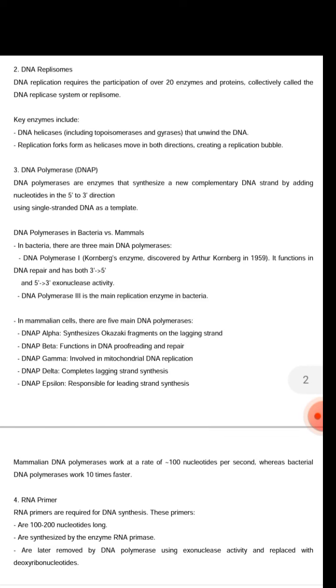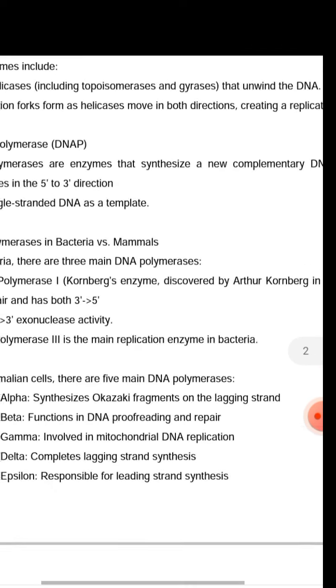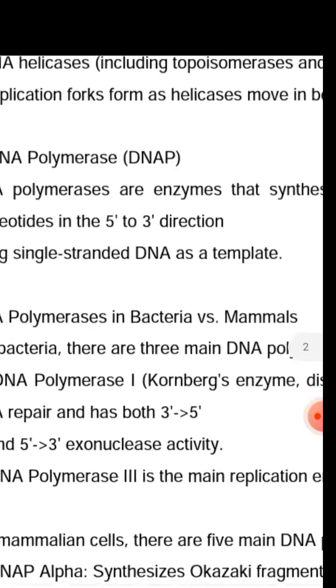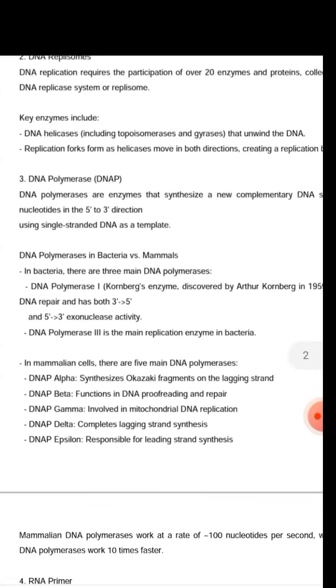So the third thing you need to take note of is the DNA polymerase. The DNA polymerase is abbreviated as DNAP. So when you see DNAP, that means DNA polymerase. Then if you see DNAPs, it means DNA polymerases. That is the plural form.